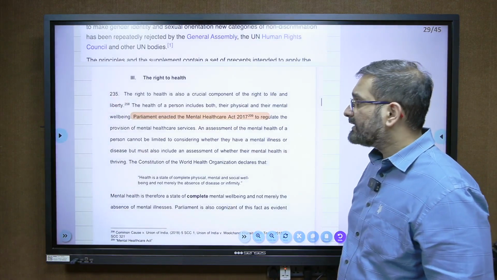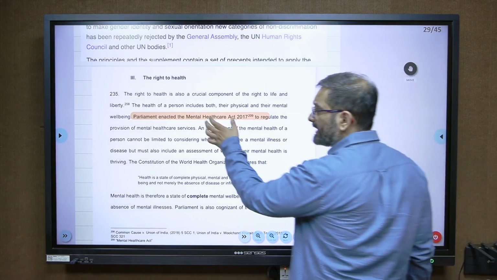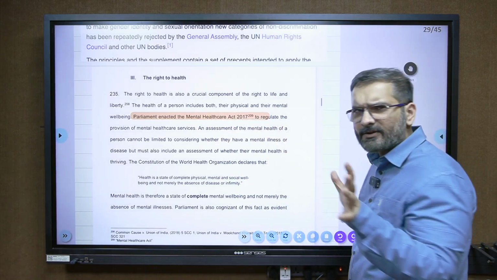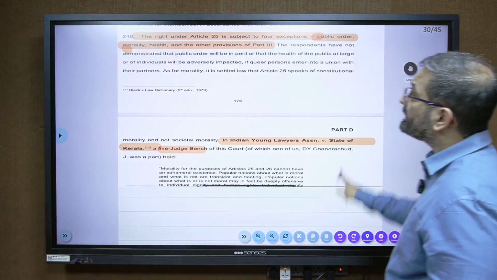The right to health, which legislation relates to mental health? That is the Mental Health Care Act 2017. Just remember the statute, don't do anything more from here. And then we go here.